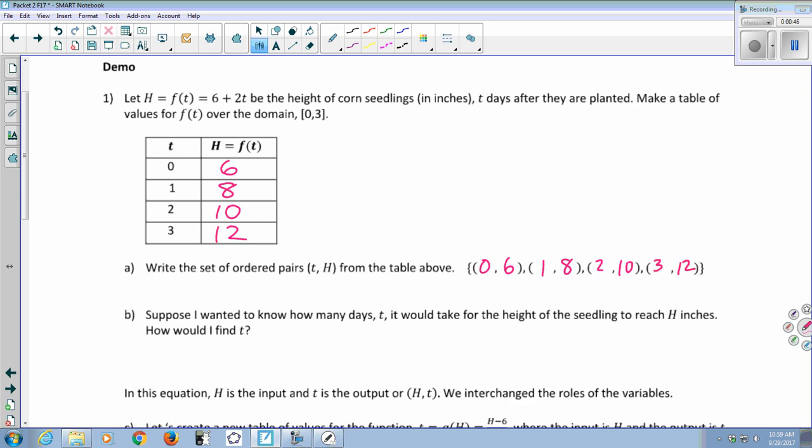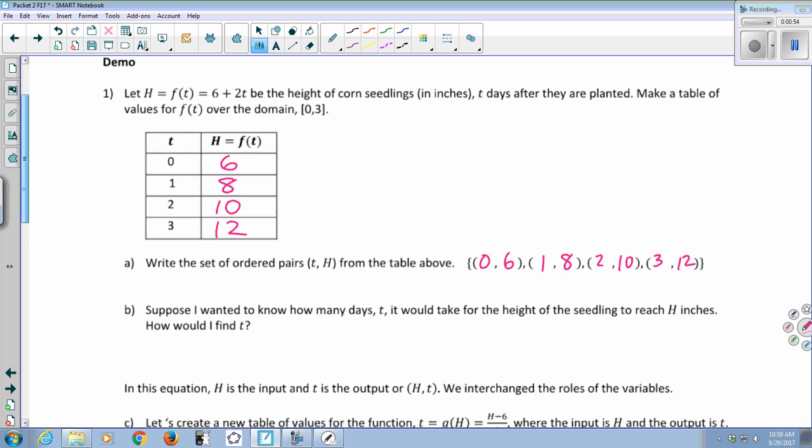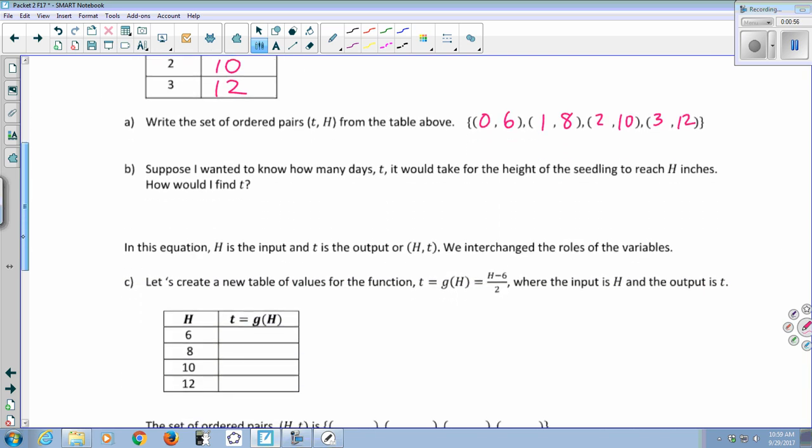Suppose I wanted to know how many days t it would take for the height of the seedling to reach h inches. How would I find t? Start with your formula and solve for t. So you start with h equals 6 plus 2t. Solve for t, similar to what we did in the preview exercises, right?